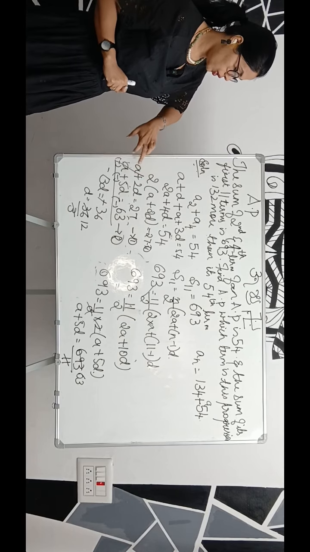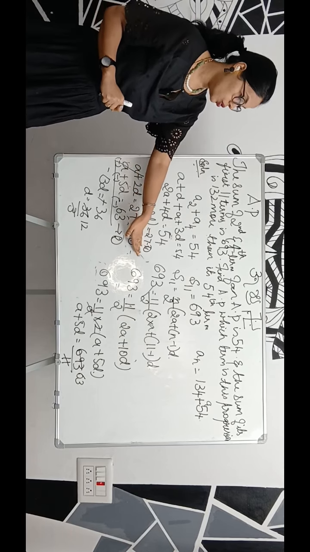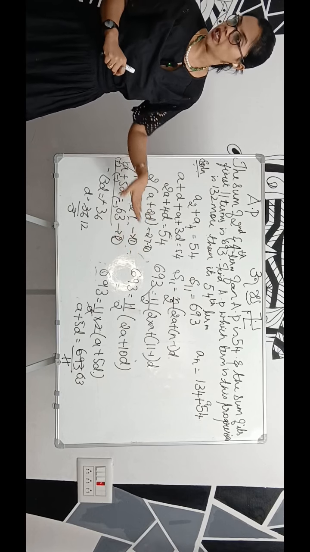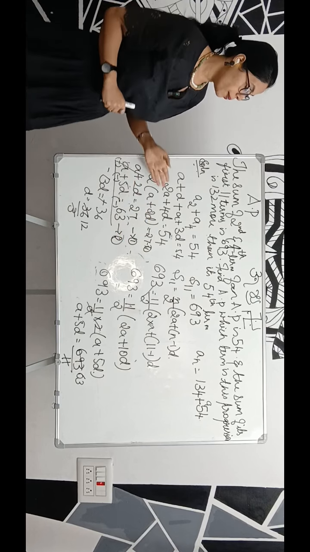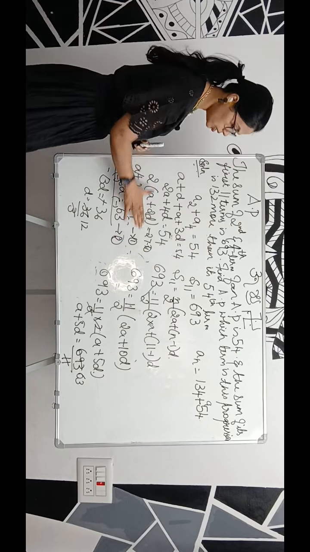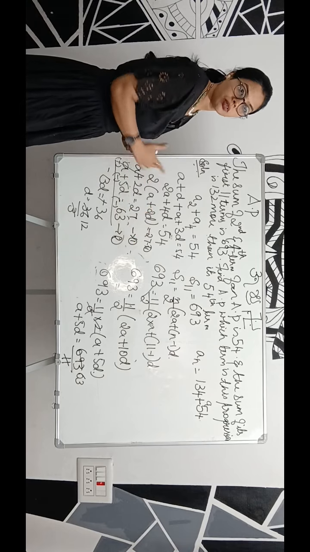What is the first equation we got? A plus 2D is equal to 27. This one we mark as equation 1. So here we have got the first equation.